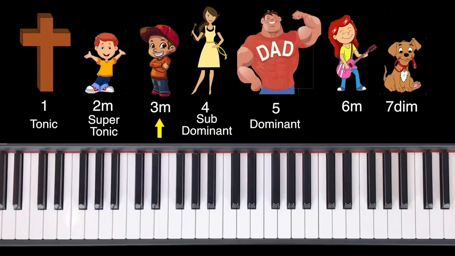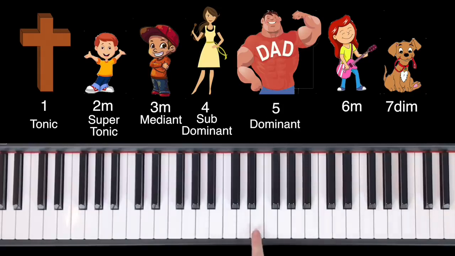Chord 3 is a minor chord built from the third note of the scale, 1, 2, 3. The musical name for the third note of the scale is mediant and is the root from which chord 3 minor is built, in this case, an E minor. Mediant is a Latin word meaning middle.